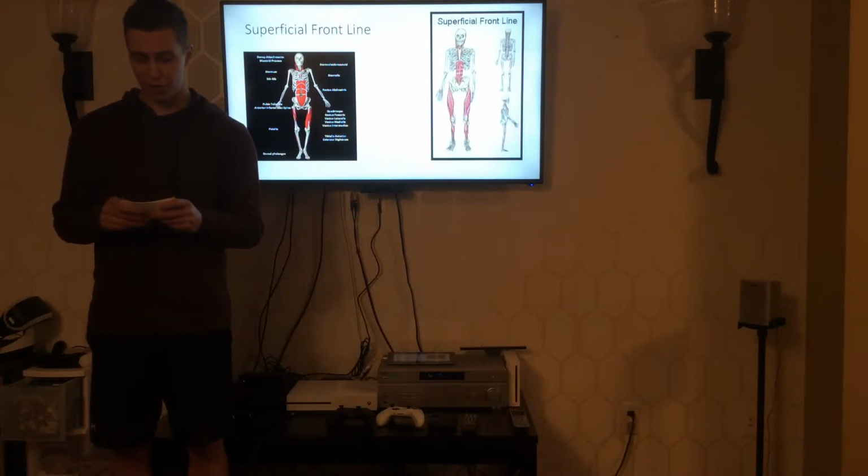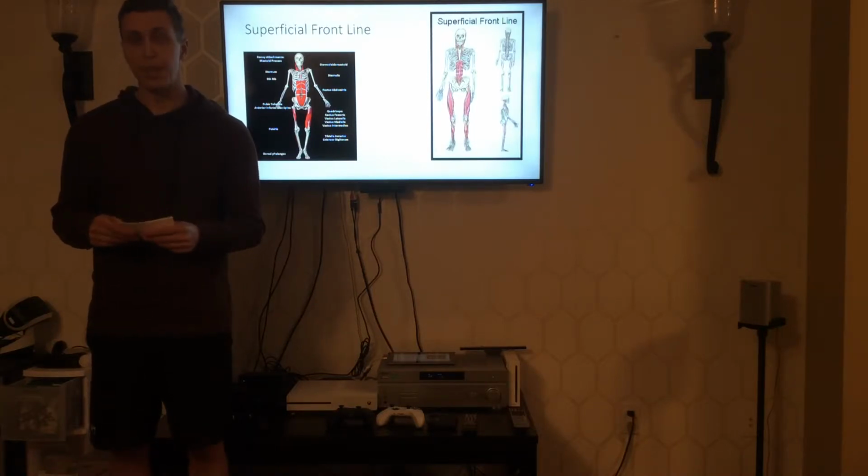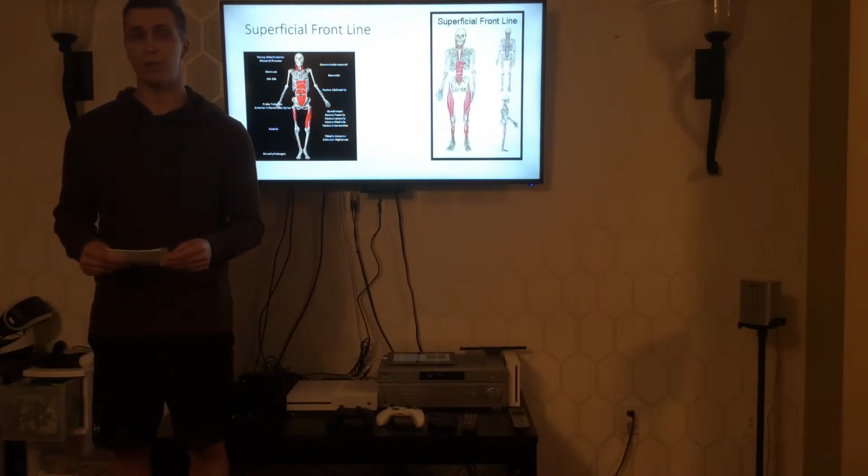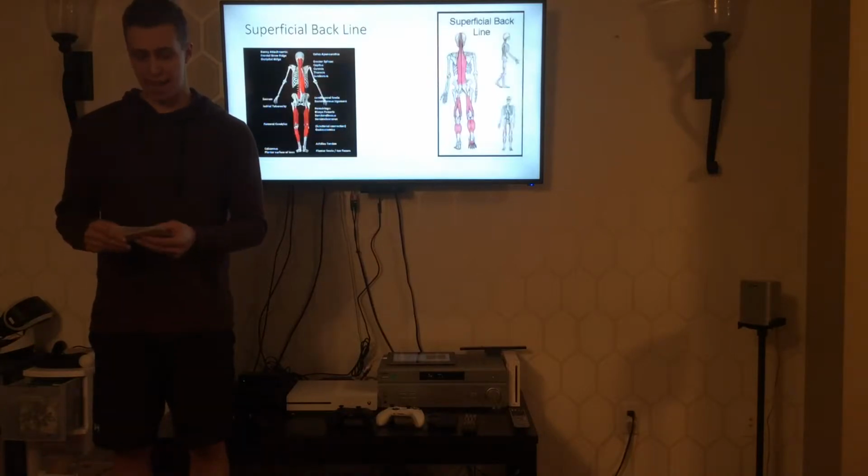The movement function of the SFL is to create flexion of the trunk and hips, extension at the knee, and dorsiflexion at the foot. The SFL is comprised mainly of a larger portion of fast twitch muscle fibers. Moving on, we look at the superficial back line, or SBL.